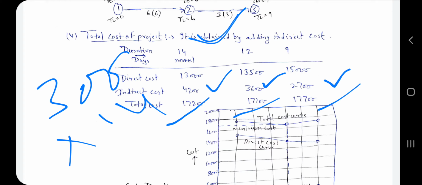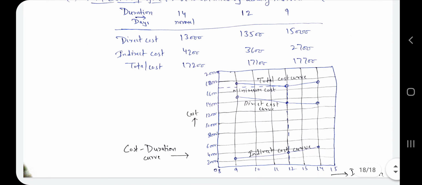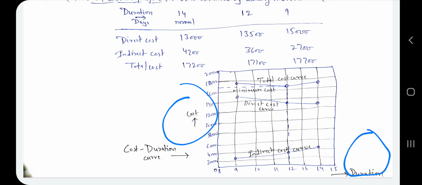So here we have already drawn this network. Now we have to draw this diagram and show the relationship. Here on the left hand side we have cost and at the bottom we have duration. With the help of these values we find that this is the minimum cost, 17,100. So it is at 12 days. So here we draw the line and mark the minimum cost. This is the total cost curve.